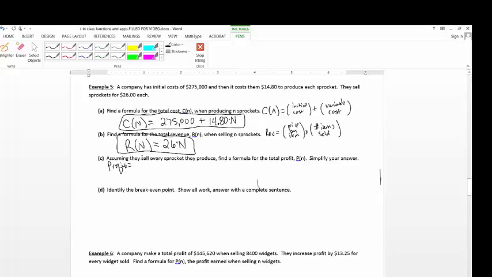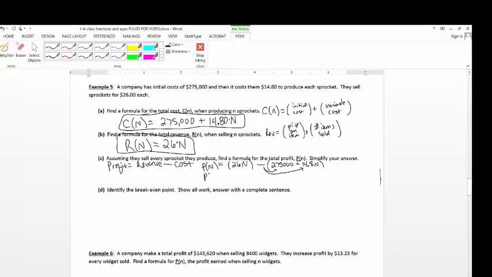Profit should be the amount of money you bring in, revenue, minus the amount of money you had to spend, cost. And so our P of N function, our profit function, is the entire revenue function, 26N, minus the entire cost function, 275,000 plus 14.8N. Make sure you put parentheses around that whole cost function. You've got to subtract the entire cost.